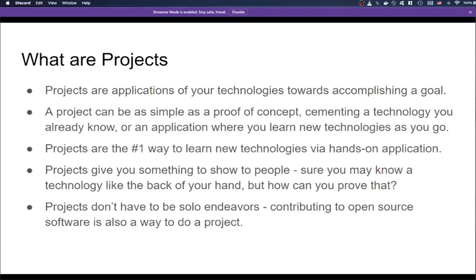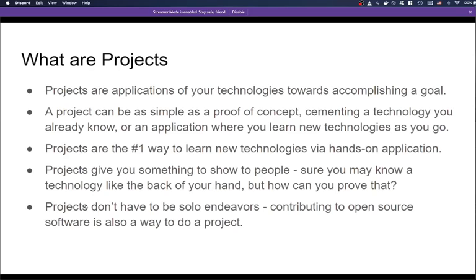So projects also give you something to show people, right? You might know a technology like the back of your hand, but how are you going to prove that you know the technology? You might be the best C++ programmer in the world, but unless you have a project to show that you are an amazing C++ programmer, no one's ever going to actually know that. So you have to have these projects to show off to people, to prove your ability. Like when I go to ask for letters of recommendation, I'm going to be showing them my projects and saying, look, I'm an accomplished programmer, I've done this, I've done this, I've done this. That's really what you want to be doing.